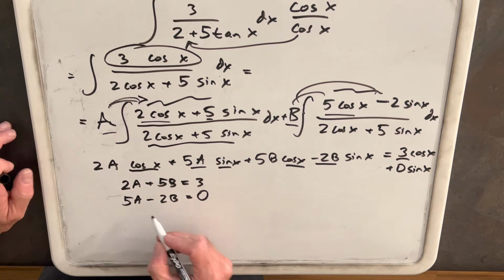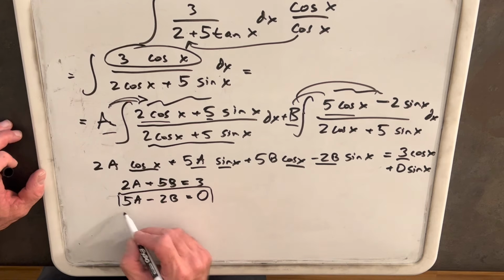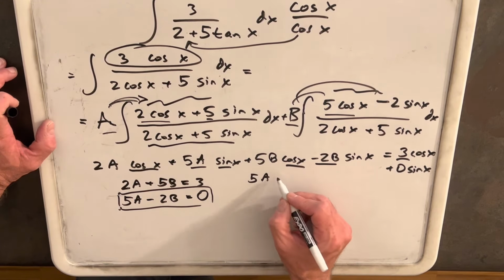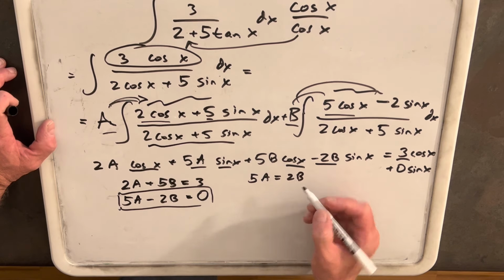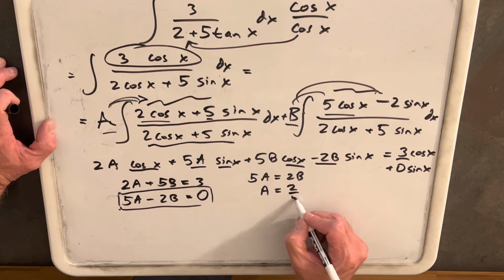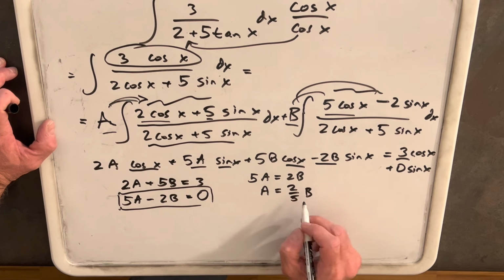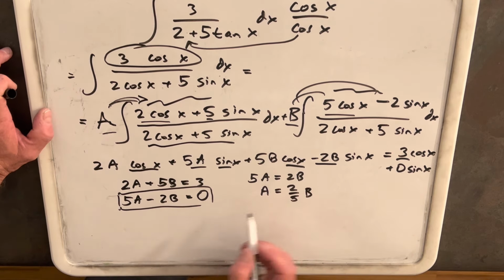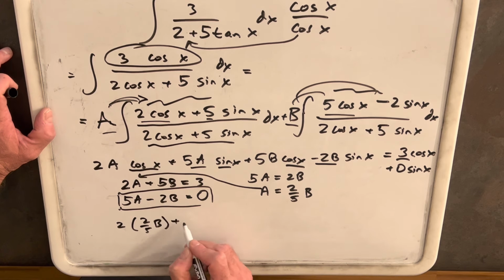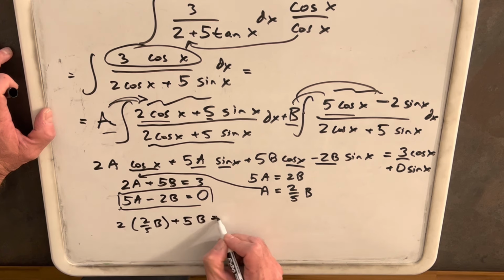Then to solve this, I'll just work with this second equation. If we have 5a minus 2b equals 0, we can say that 5a equals 2b. And then we can solve for a in terms of b. So a must be 2/5 b. Then we'll plug that back into the first equation. So we'll have 2 times 2/5 b plus 5b equals 3.